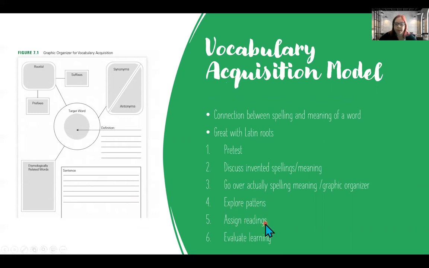And so you look at those patterns and it helps you understand the meaning of those word parts. Then you assign some readings that create context for that. So now that we're reading about percents and century and all of that, then they have more context to anchor their learning into.